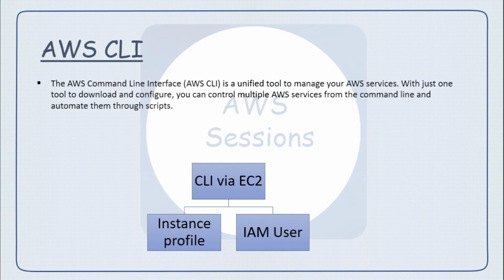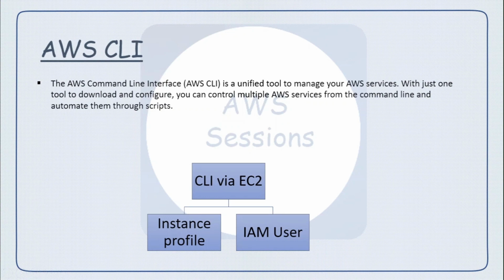So first of all, a quick theory about it. So what is a command line interface or CLI? So basically, CLI is a unified tool to manage your AWS services. So you can manage your AWS resources via console, in an interactive way. You can log into the AWS console and create some resources and manage some EC2 instances. All these things you can do via console, and you can also do these actions via CLI. So you can manage your AWS services via CLI. You just have to download this CLI and configure it, and then you can control your multiple services from that command line only.